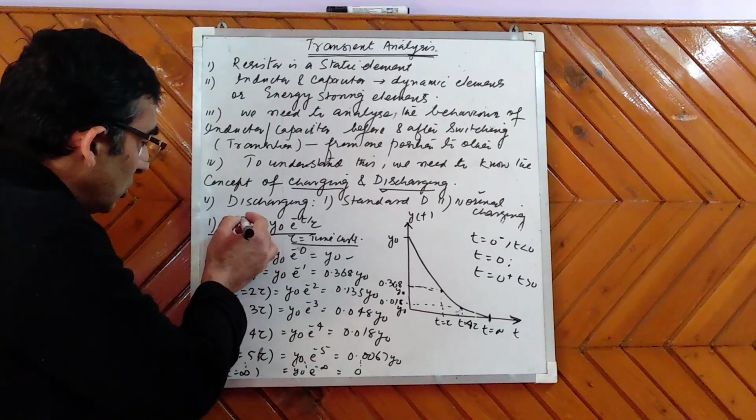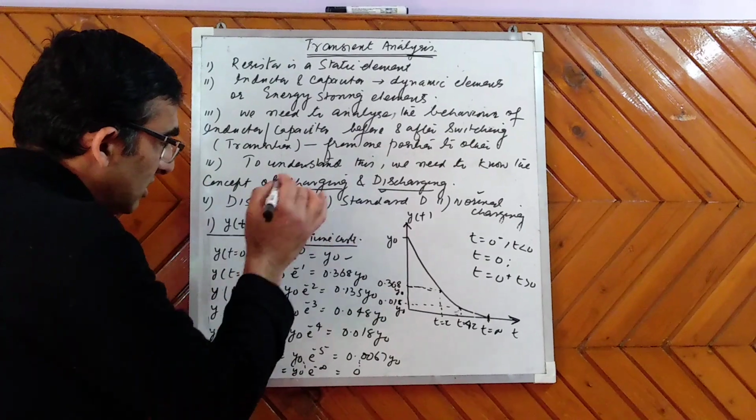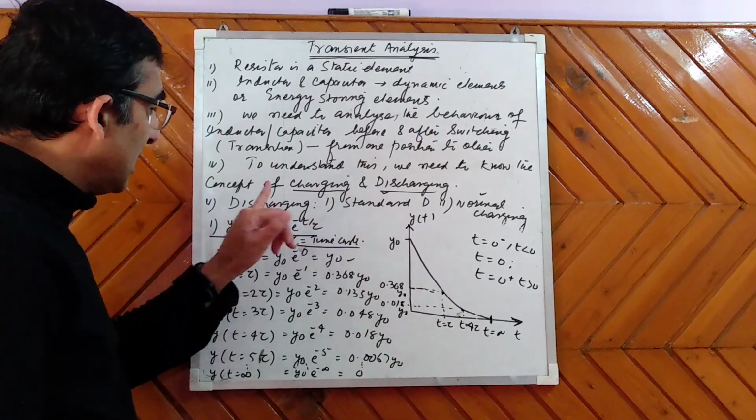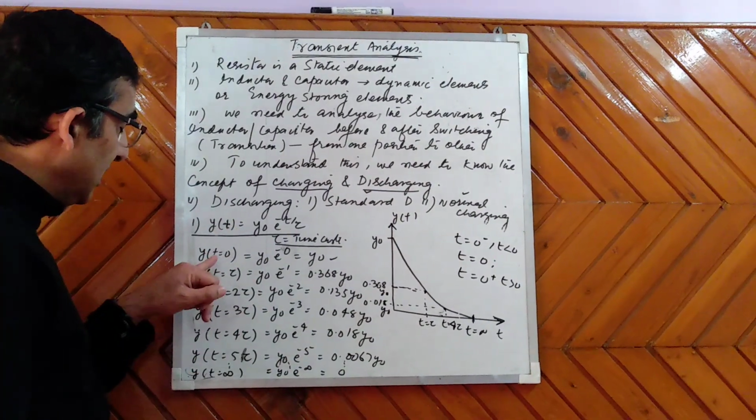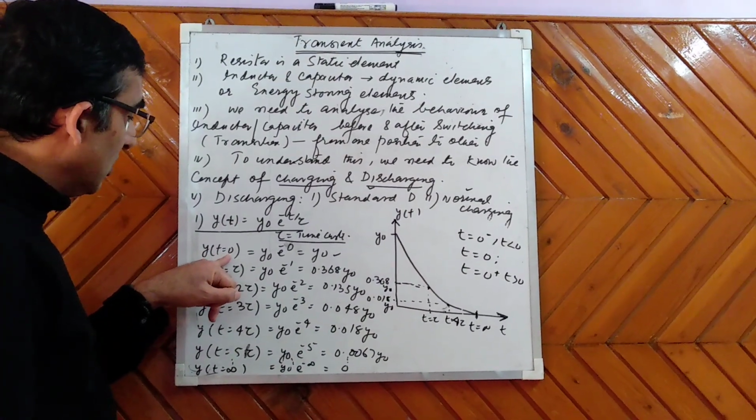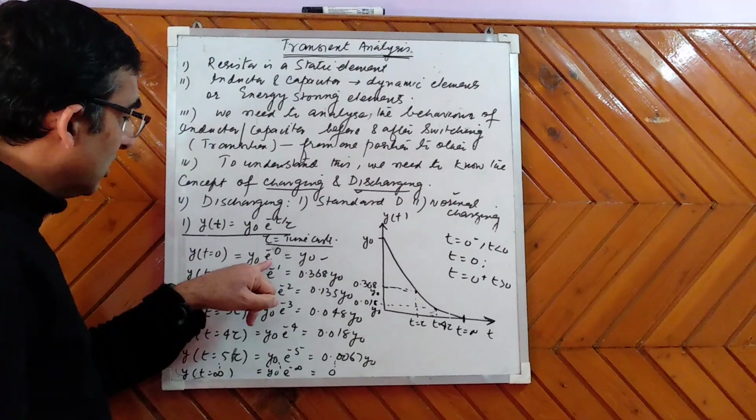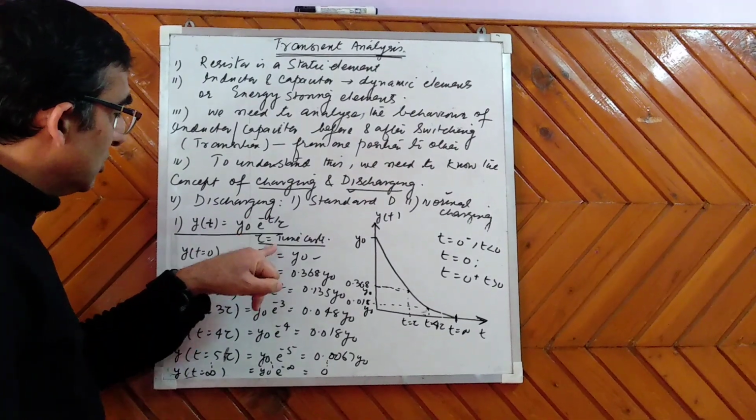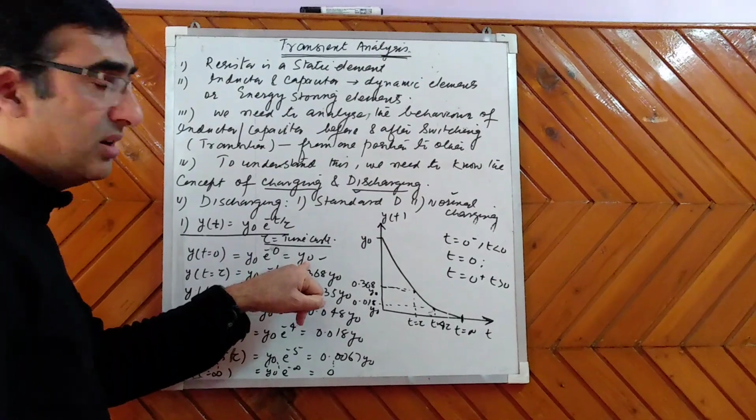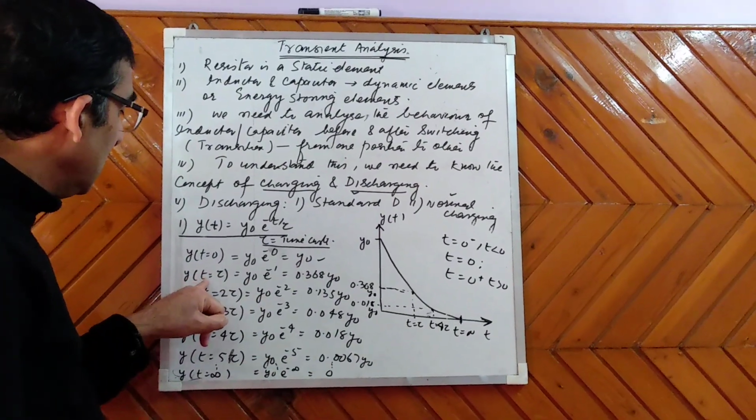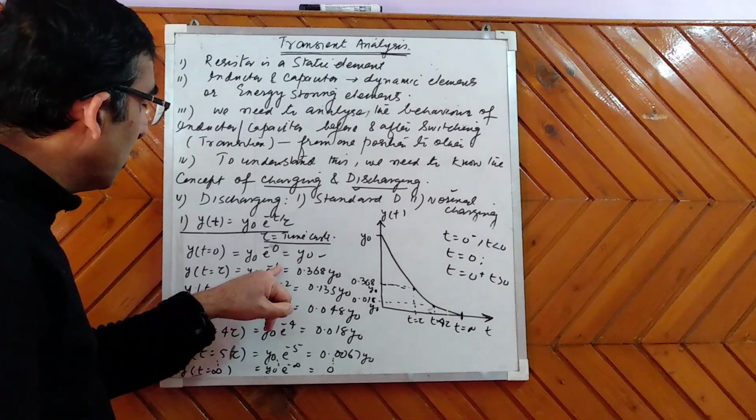So let's substitute the value of this t. This is a standard equation we have taken, a standard discharging equation we are calling it. So we'll substitute the value of t. Starting, we'll substitute t equal to 0. So it will come y naught times e raised to the power minus 0. Anything raised to the power 0 is 1, so y naught will get the initial value. Second, we'll substitute t equal to tau, y naught e raised to the power minus 1.